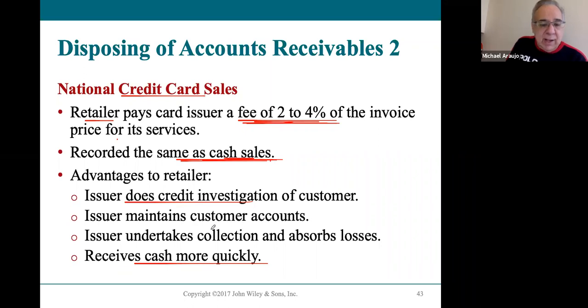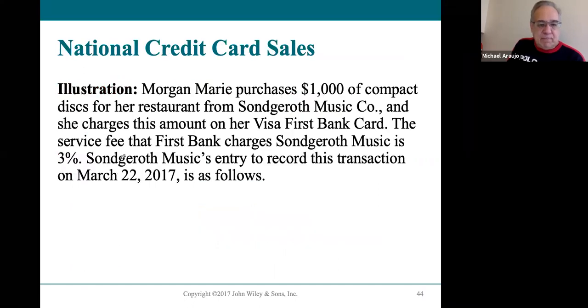It's the bank who issues the credit card, so they do the investigation. It's the bank who maintains the customer record. The merchandiser doesn't. It's the bank that basically takes the risk of collection. If you don't pay, you're not paying the bank. The retailer already has the money from when you bought it from them. So it's a big plus to retailers to take this.